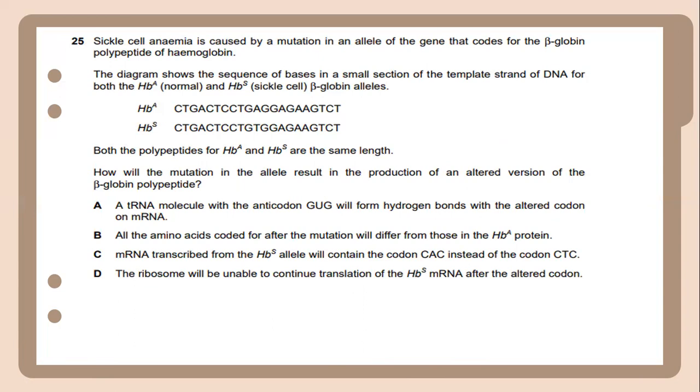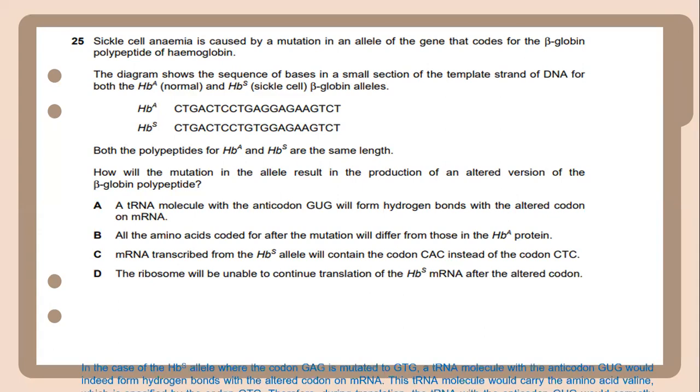Number 25, sickle cell anemia is caused by a mutation in the allele of the gene that codes for the beta globin polypeptide of hemoglobin. The diagram shows the sequence of bases in a small section of the template strand of DNA for both HbA normal and HbS sickle cell beta globin alleles. Both the polypeptides for HbA and HbS are the same length. How will the mutation in the allele result in the production of an altered version of the beta globin polypeptide?